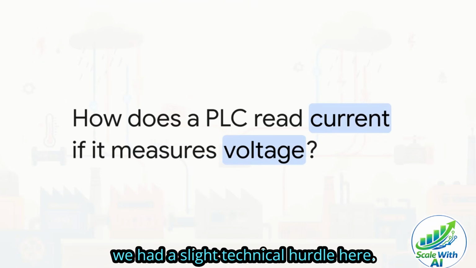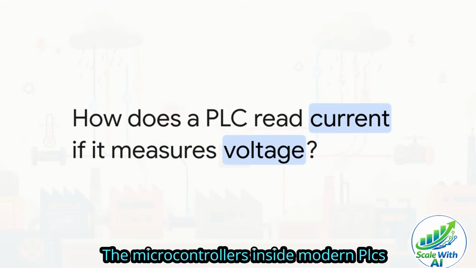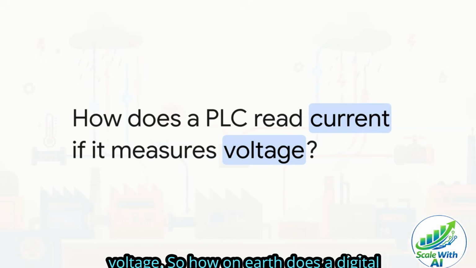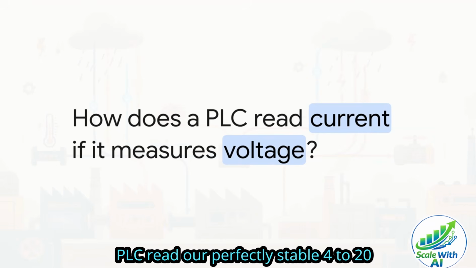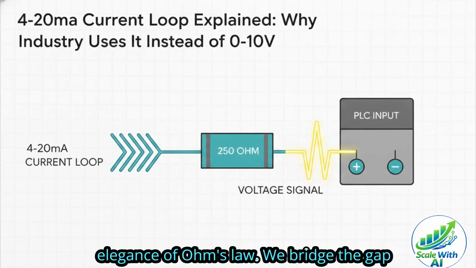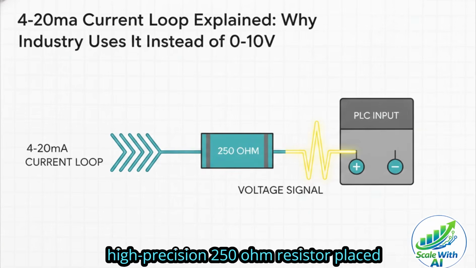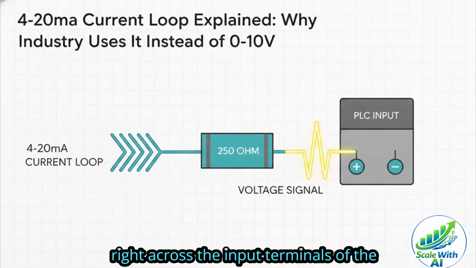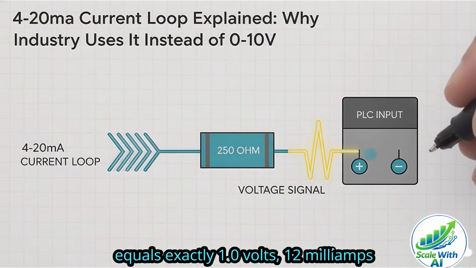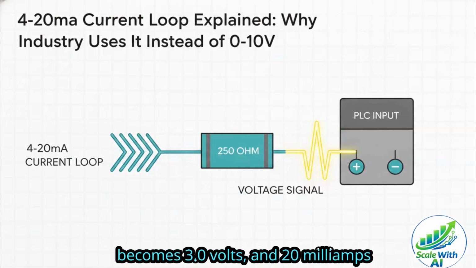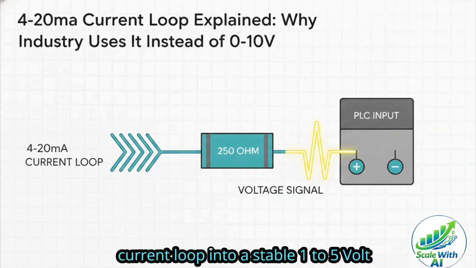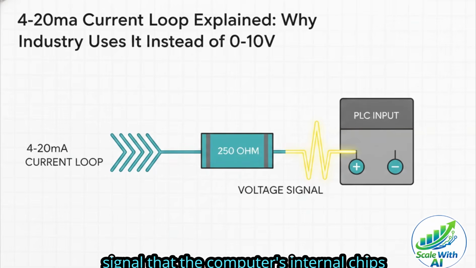But wait, we hit a slight technical hurdle here. The microcontrollers inside modern PLCs cannot actually measure current directly. They are literally designed to measure voltage. So how on earth does a digital PLC read our perfectly stable 4 to 20 milliamp current signal? And this brilliantly illustrates the sheer elegance of Ohm's law. We bridge the gap back to voltage using a single, high-precision 250 ohm resistor placed right across the input terminals of the PLC. Because voltage equals current times resistance, 4 milliamps times 250 ohms equals exactly 1.0 volts, 12 milliamps becomes 3.0 volts, and 20 milliamps becomes 5.0 volts. This simple little resistor effortlessly converts our robust current loop into a stable 1 to 5 volt signal that the computer's internal chips can read perfectly.